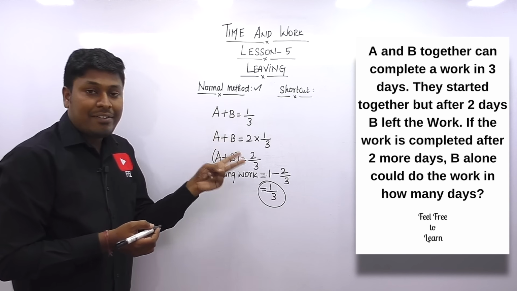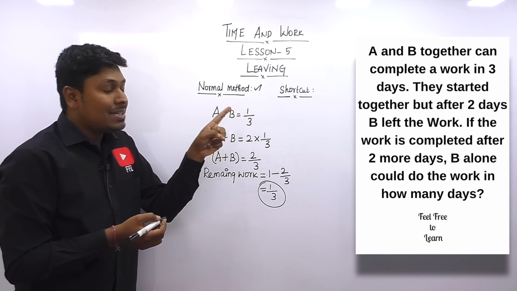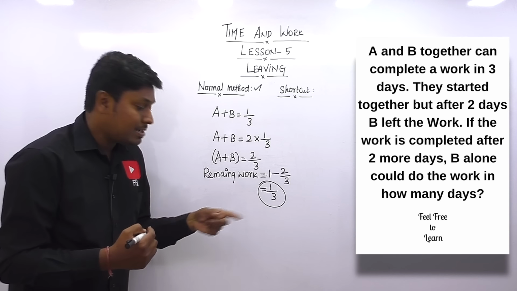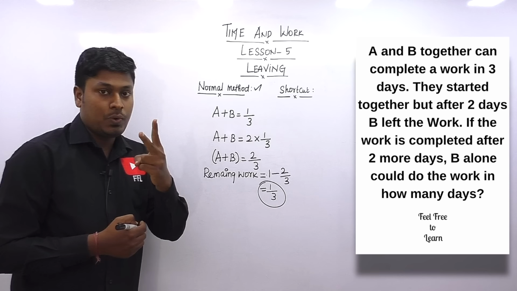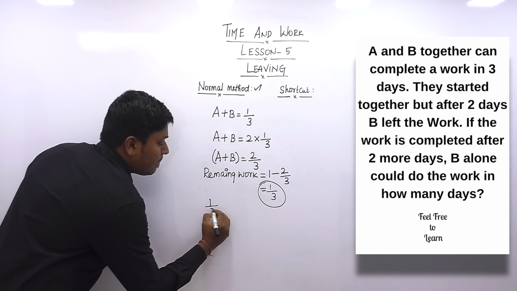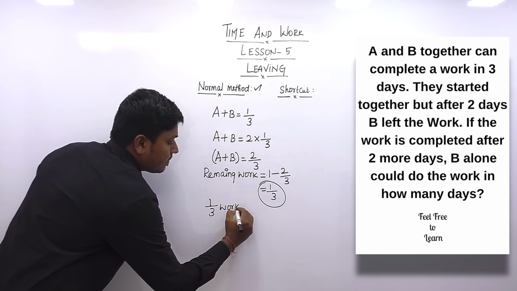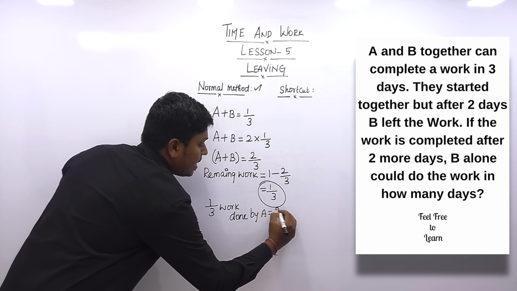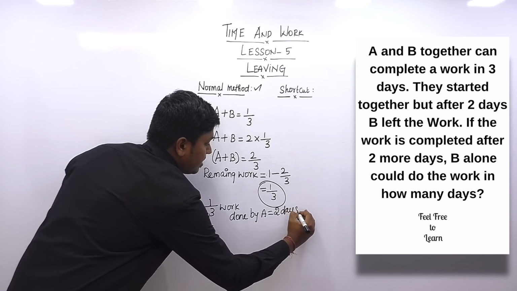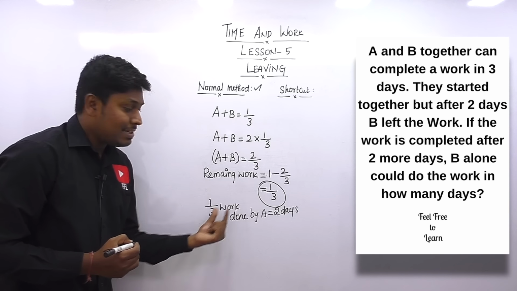And we know that after B left, the work is completed in 2 more days. That means the remaining work, 1 by 3, is completed by A in 2 days. So we can say that 1 by 3 work is done by A, listen here, done by A in how many days? 2 days. Most important. Got the logic? 1 by 3 is the remaining work.